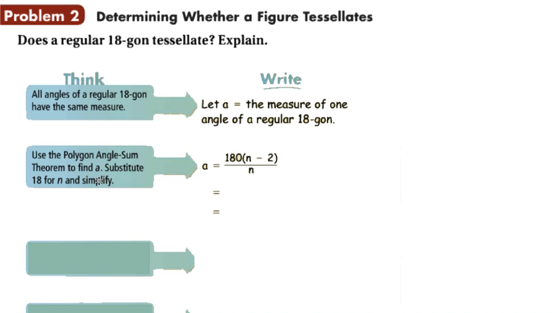Back a few chapters ago we had the polygon angle sum theorem, which gave us this formula. The measure of an interior angle of a regular 18-gon is 180 times (n minus 2) over n, where n is the number of sides in the polygon. So we're going to substitute in for the letter n the number 18. And when we do that, we get an interior angle of 160 degrees. So that's our first step.